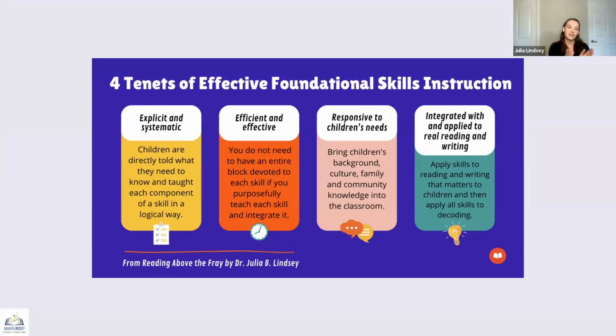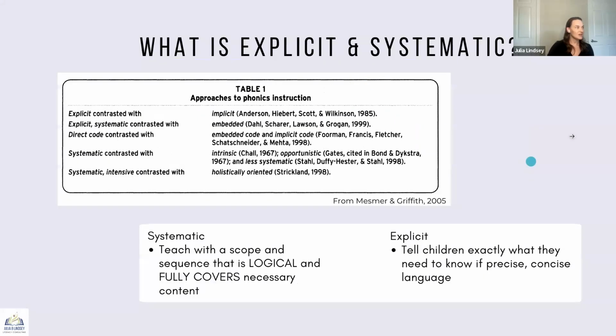Today, I particularly want to drill in on this idea of explicitness and systematicity. We hear this all the time when people are talking about phonics. I think that from my perspective, this is probably the number one thing you hear when people start talking about phonics, is that it needs to be explicit and it needs to be systematic. So I want to take a moment to dive into what that really means and why we know from research that this is essential. So what does it mean to be explicit?